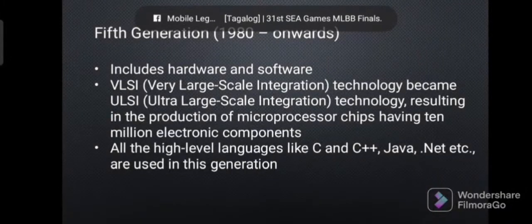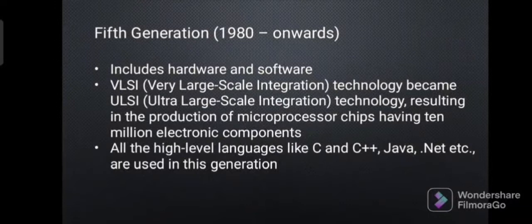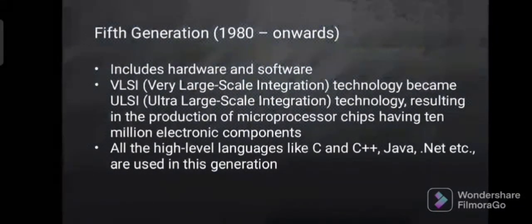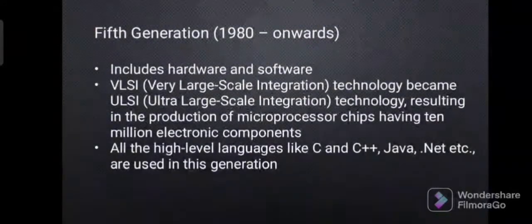VLSI, or Very Large Scale Integration technology, became ULSI, or Ultra Large Scale Integration technology, resulting in the production of microprocessor chips. In the fifth generation, microchip processors were produced having 10 million electronic components. All high-level languages like C, C++, Java, .NET, etc. were used in this generation.